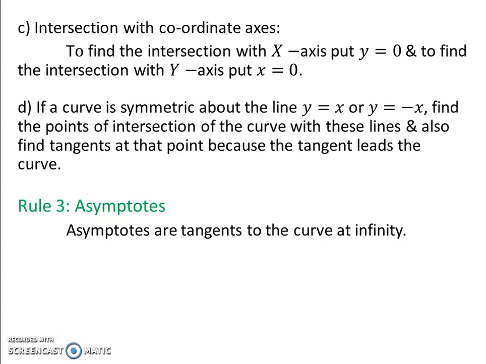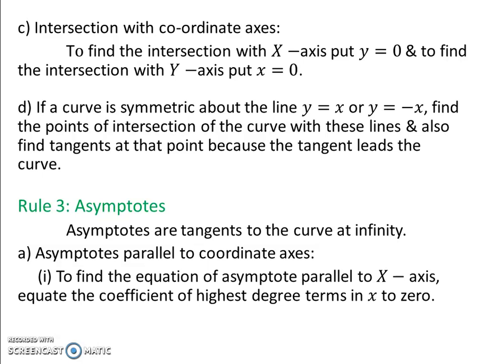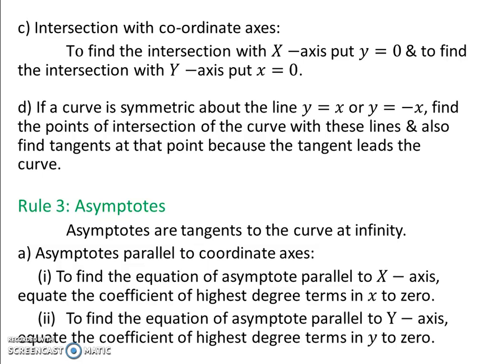So there are two types of asymptotes. One is asymptote parallel to coordinate axis. So if you are having an asymptote parallel to coordinate axis, the procedure is to find the equation of asymptote parallel to x-axis, equate the coefficient of highest degree term of x to 0. Similar case with the y-axis. So whenever we are equating the highest degree term of x to 0 in the equation, that will leads you to asymptote parallel to x-axis.